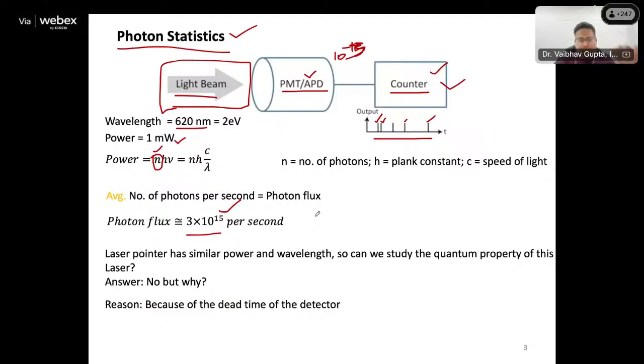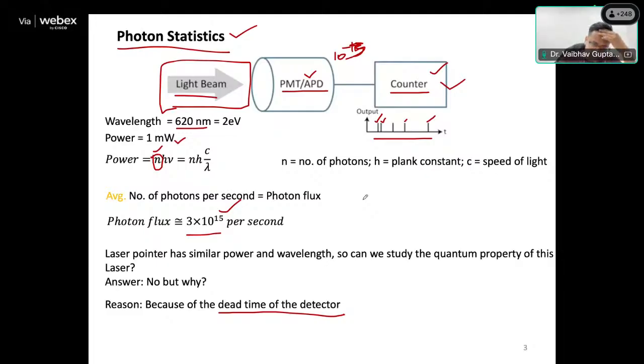Now what is the problem if you think about this, that why this detector is not able to detect these photons which are coming within a femtosecond? So the problem comes from the semiconductor side. If you go to, let's say, any company's website and you try to purchase a detector, there are certain specifications which are given there, right? And one of the specifications is dead time of the detector.